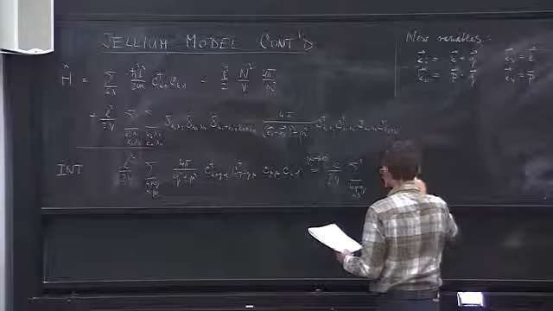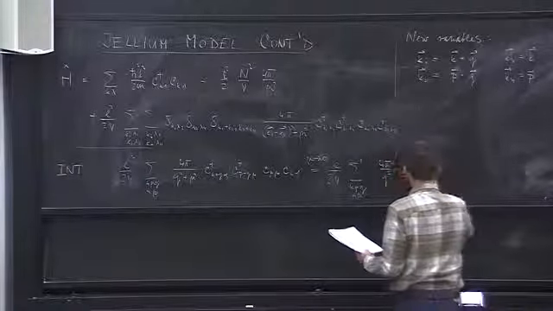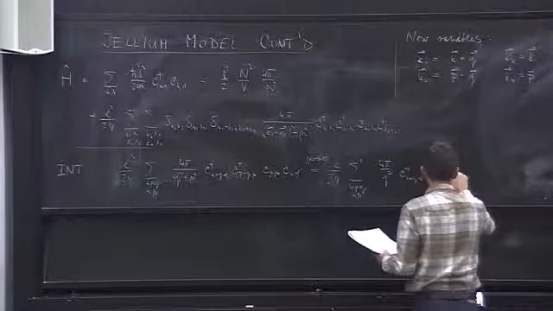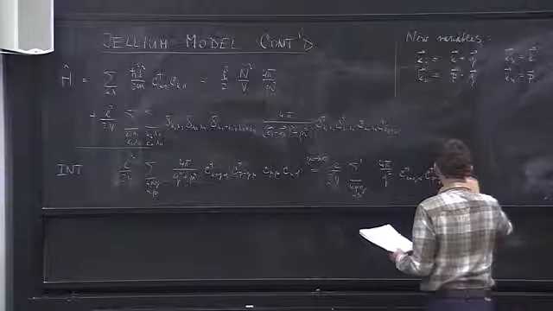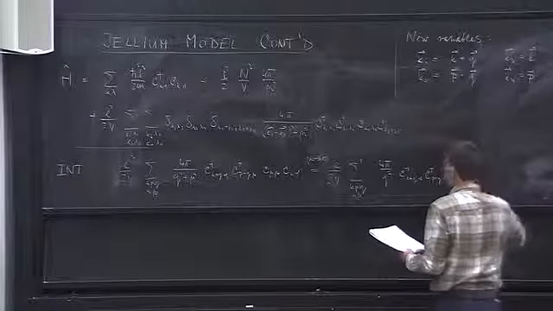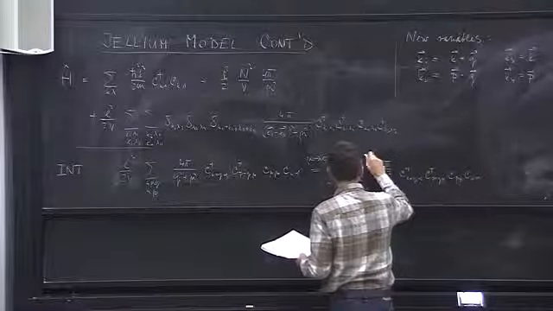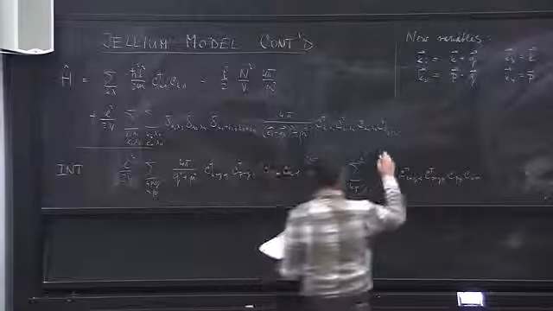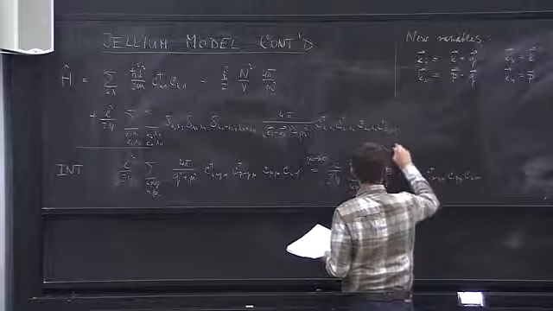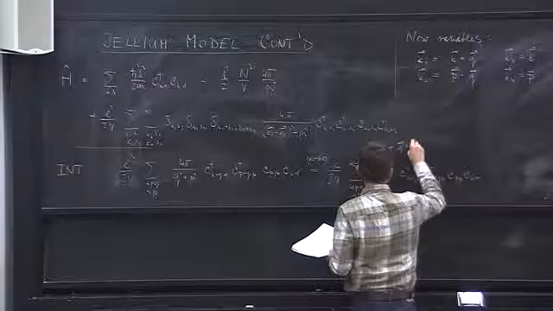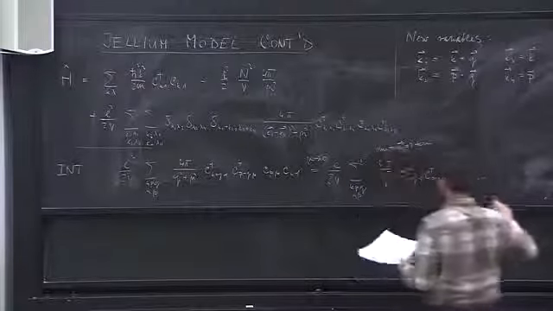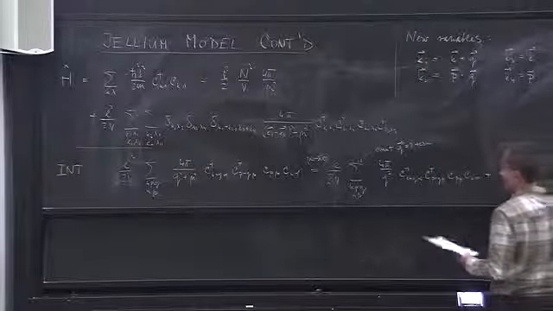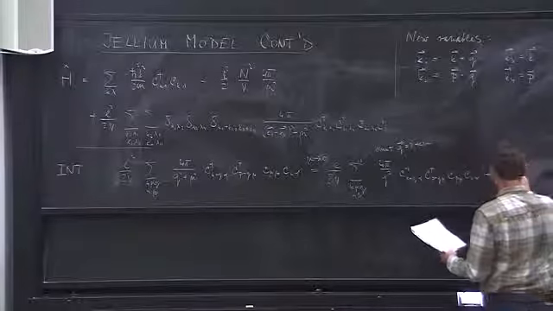C dagger k plus q, alpha, c dagger p minus q, beta, c p beta, c k alpha. And what this prime on q means is that it stands for an instruction to omit the q equals 0 term. Okay, but of course I have to now add that term that I omitted.